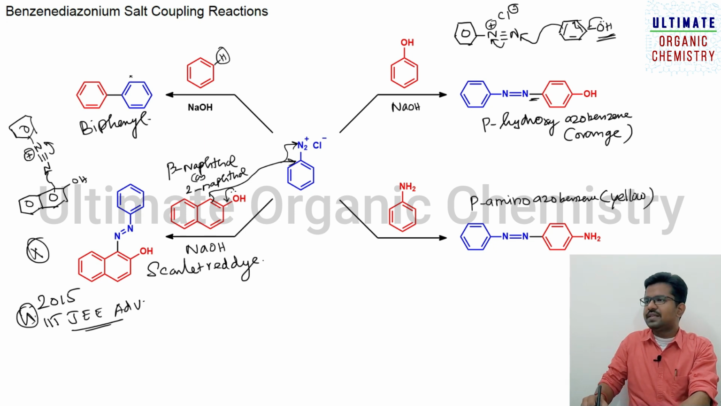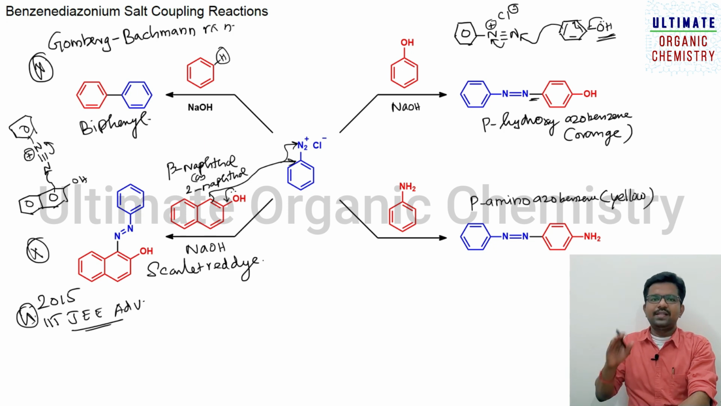Just remember, this reaction is known as the Gomberg-Bachmann reaction. This is one of the important naming reactions. In this video we have discussed so many naming reactions, that is Sandmeyer, Gattermann and Balz-Schiemann, and you also have the Gomberg-Bachmann reaction and azo coupling. So many reactions that we have discussed. So this concept is very important.